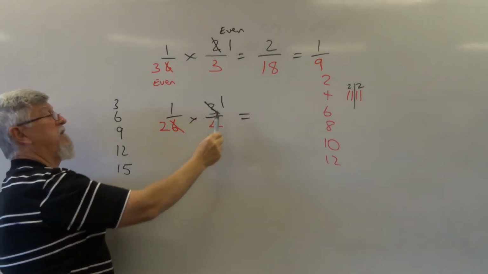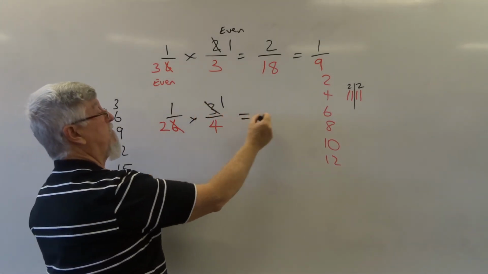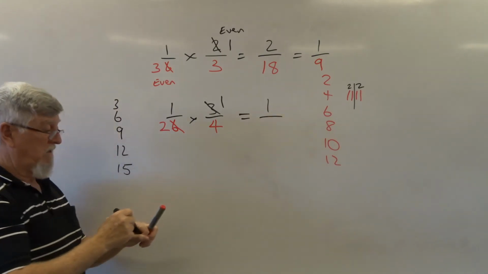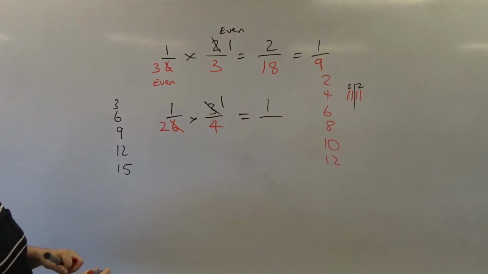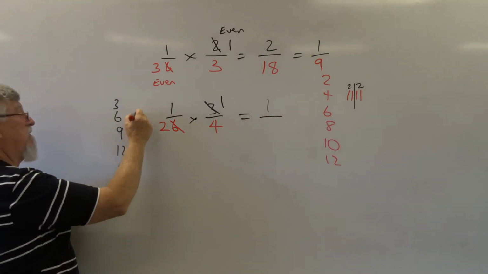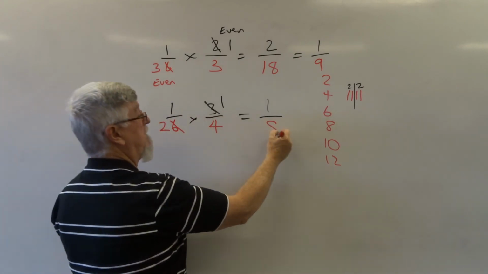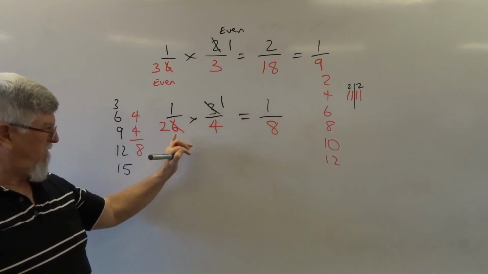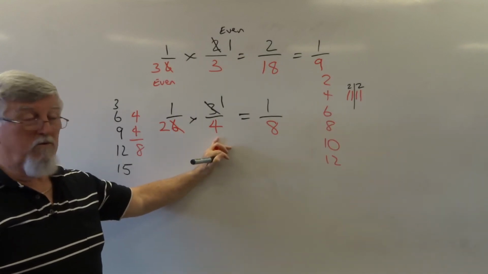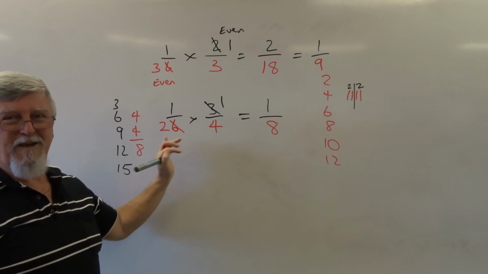This is called cancelling, a top with a bottom. So 1 1 is a 1, and instead of going 6 4s, you can go 2 4s. So you could sit there and go 4 and 4 is 8, and 2 4s are 8, and there's your best answer. So if you wanted to do 6 4s, you could do it, but now it's easier because you only have to go 2 4s.